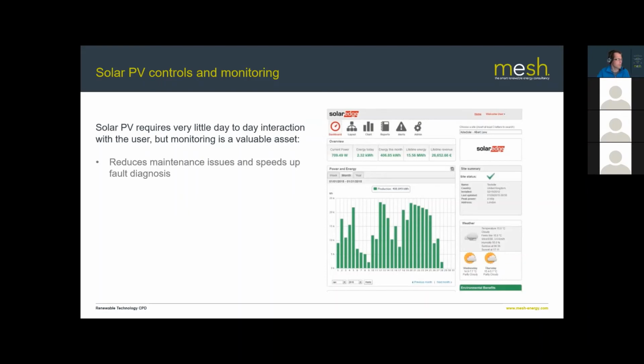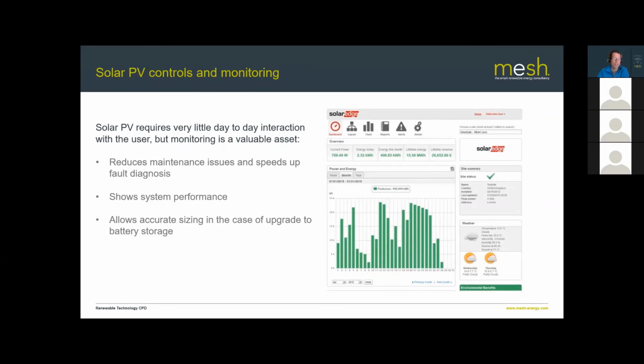Good monitoring systems will reduce maintenance issues because you'll be able to see straight away when a system isn't performing to its optimal level. And a good system, especially one with the power optimizers I mentioned earlier, also speeds up fault diagnosis. With the power optimizers, as I said, you can actually track to each individual panel level what each panel is doing. So if there's a fault with a particular panel, you can see it straight away in the monitoring system. It shows system performance and allows accurate sizing and upgrade to battery storage.